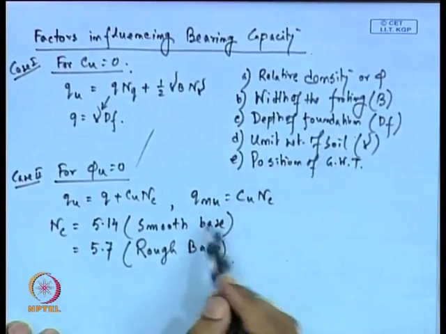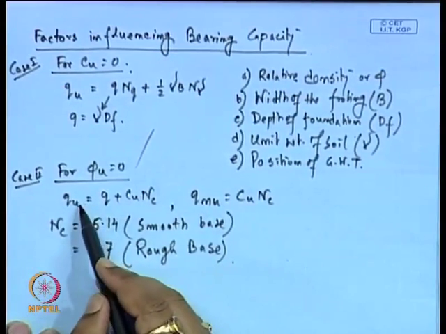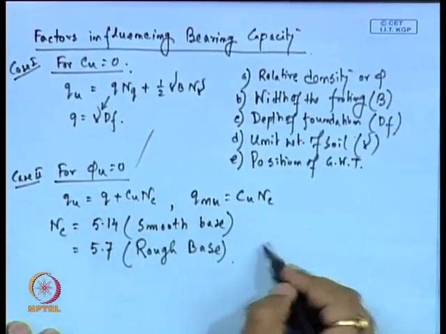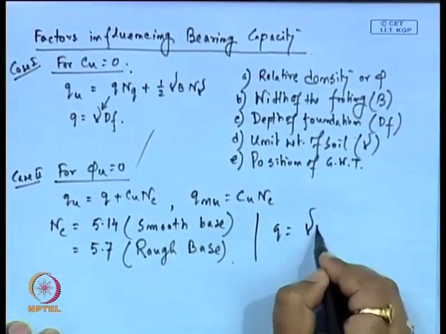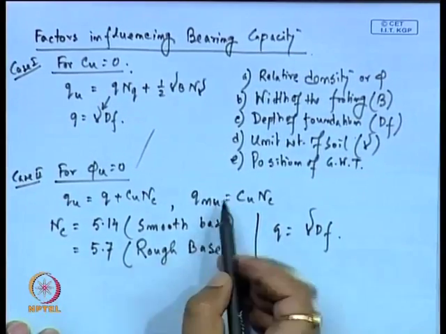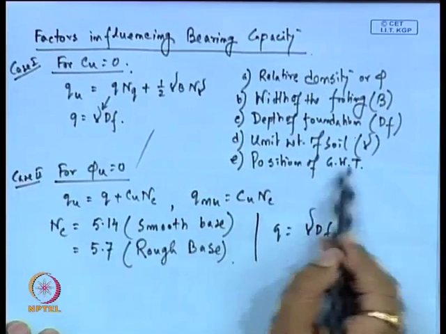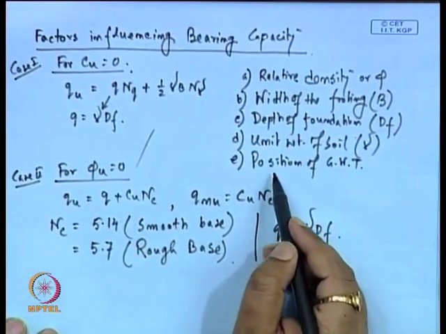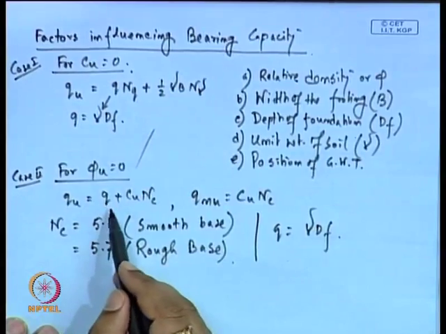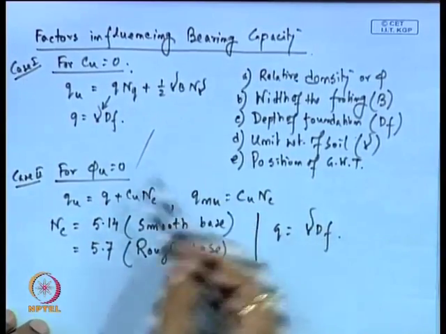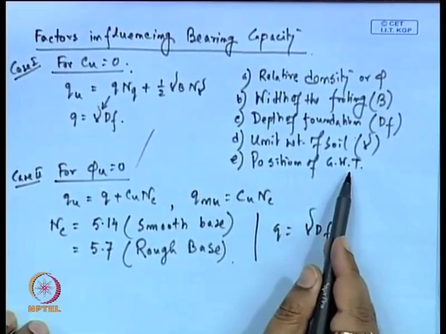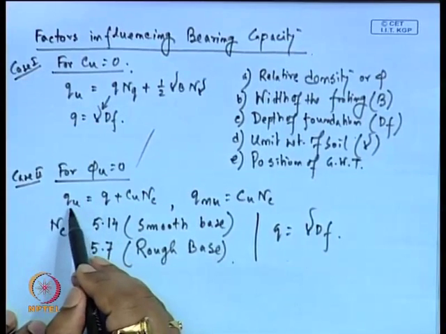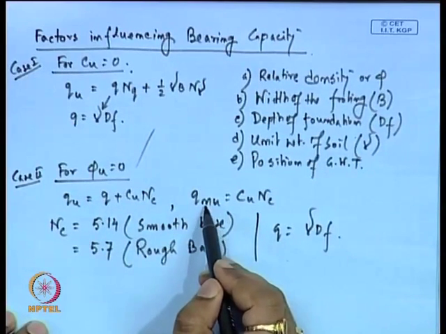Similarly, the unit weight of the soil is the same thing. It is influencing the bearing capacity calculation for Qu, not Qnu, because the q value is gamma into Df. And for the position of groundwater table, when you calculate the q value, the position of groundwater table will also influence this q calculation. That means it will also influence the bearing capacity. So the position of groundwater table influences the bearing capacity calculation for clay soil if you want to calculate Qu, but not Qnu.